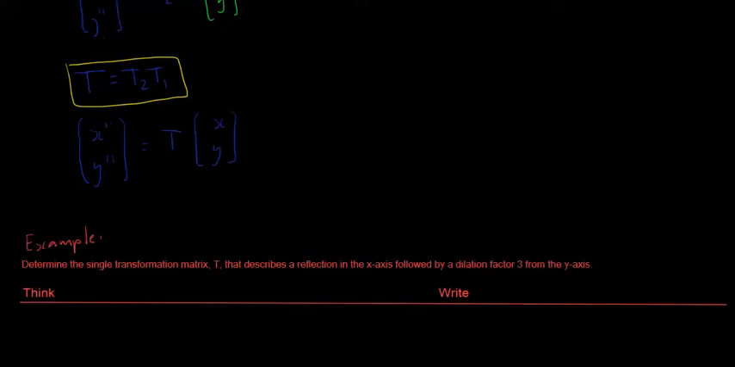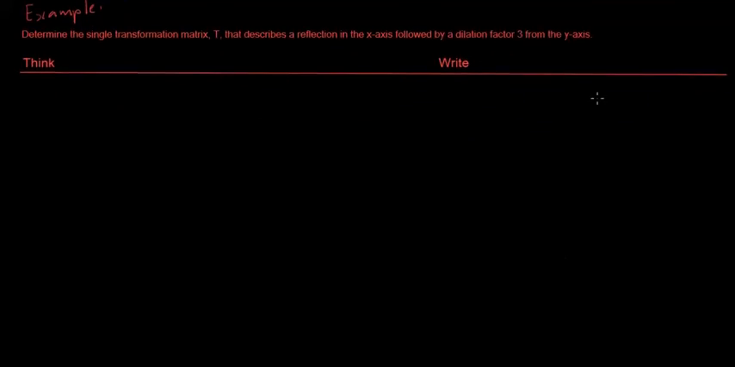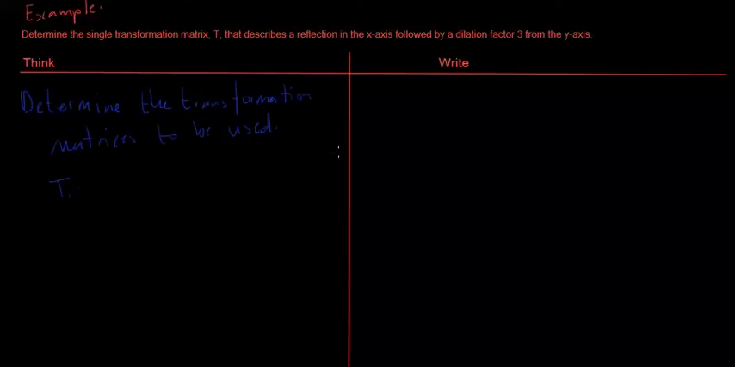So taking a look now at an example, we want to determine the single transformation matrix T that describes a reflection in the x-axis followed by a dilation factor 3 from the x-axis. Alright, so in trying to work this problem out, we've got a few little bits of language that we need to try and wrap our heads around. So first up we need to think about what the two transformation matrices are to be used.